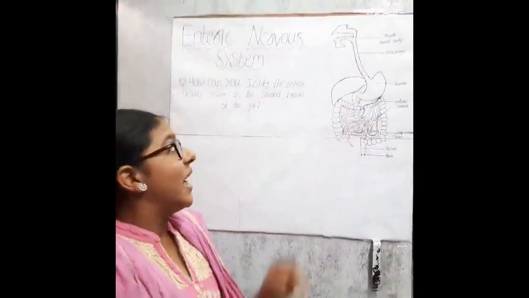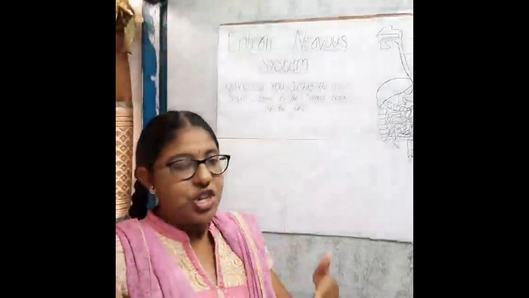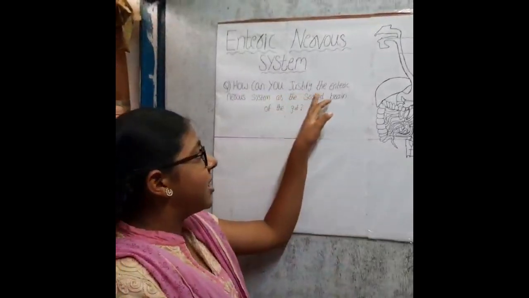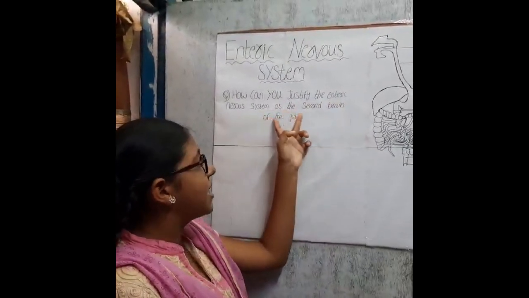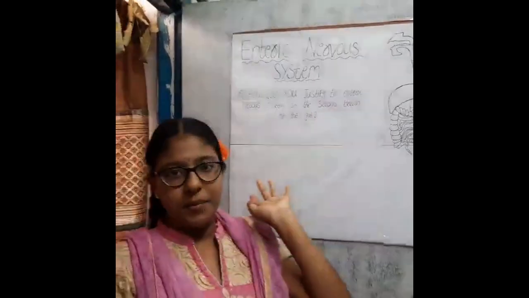Here is a question: how can you justify that the enteric nervous system is the second brain of the gut?